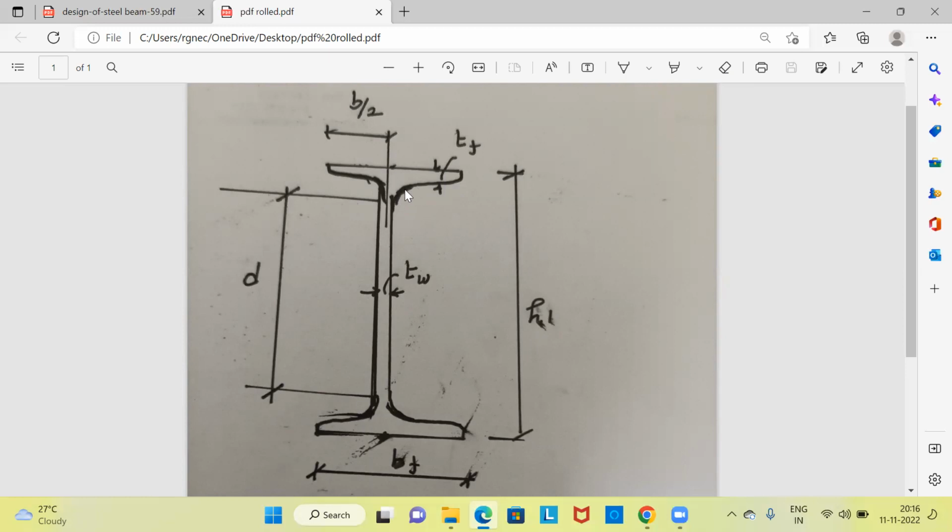This is called throat thickness. You have to deduct thickness of the flange. You have to deduct this throat thickness, which is the curved portion. After deducting this thickness and also the throat thickness, and similarly, you have to deduct the thickness of the flange at bottom. You have to deduct the throat thickness at bottom also. The remaining distance is called D, depth of the web. TW is the thickness of the web. Now we will proceed to the main part.